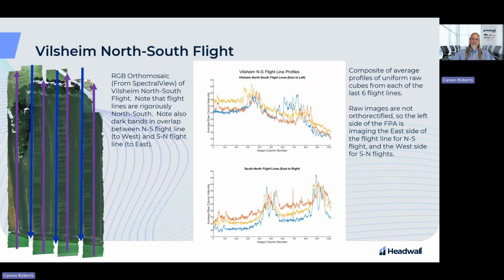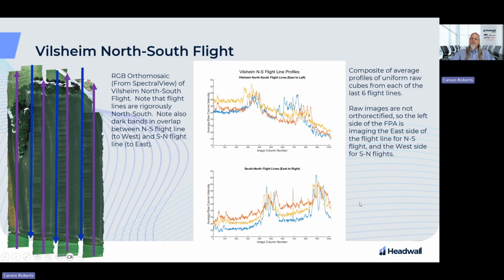And so for this Wilsheim, we can see all the north-south profiles. Now, when it's flying north-south, that's down here, then east is going to be to the left, west is to the right, and the west-hand side is dark. For the south-north flight lines, where east is to the right, the west is to the left, and the west side is dark. And so this is consistent through all the flight lines. And then, again, a bit of variation. And so these all represent north-south flight lines. These all represent south-north flight lines.